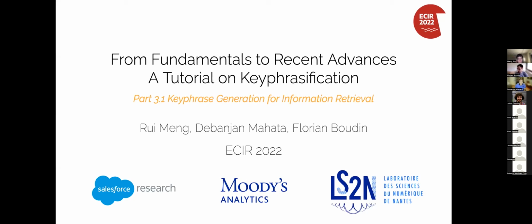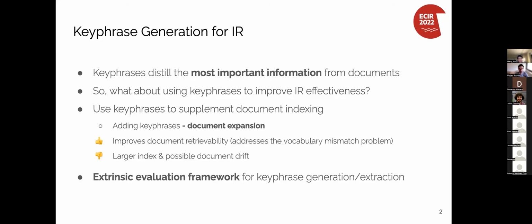This is the third part of the tutorial about advanced topics. And here we are going to talk about key phrase generation in information retrieval. So key phrases distill the most important information from documents, and we saw that they are useful for many applications in natural language processing. So the question is, what about using key phrases in information retrieval? And more precisely, are key phrases useful for improving the information retrieval effectiveness?